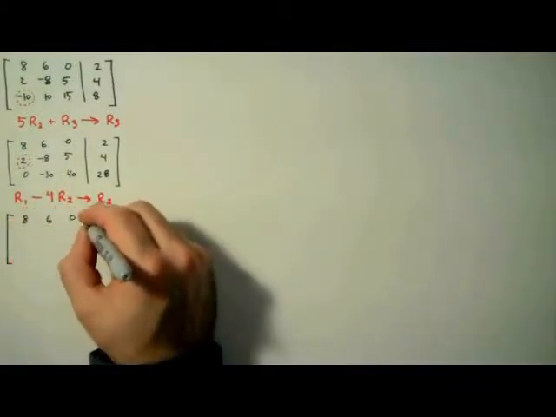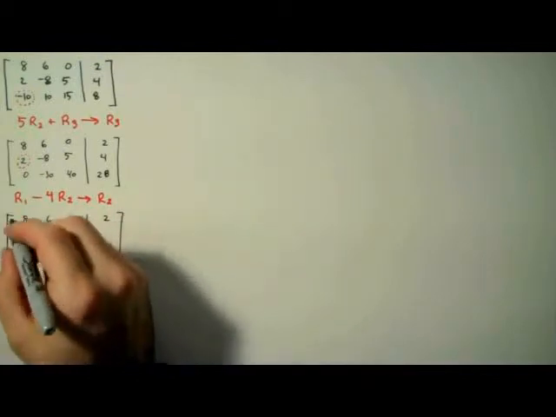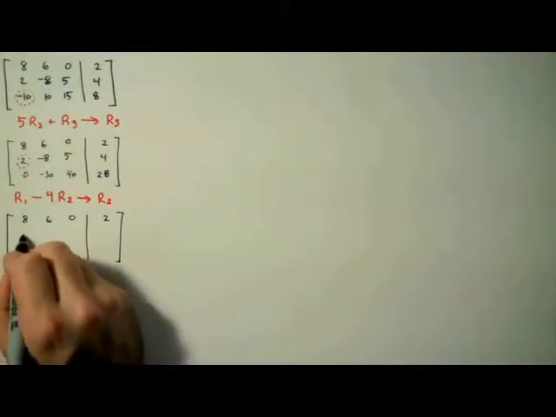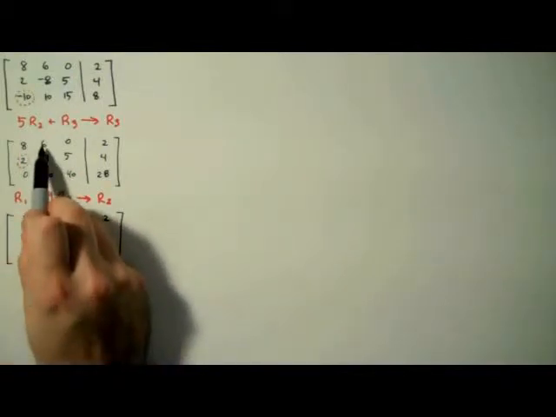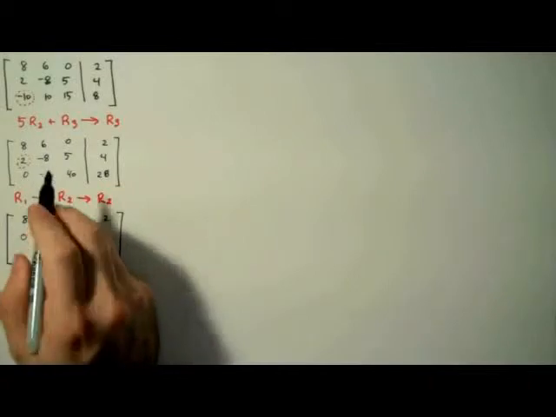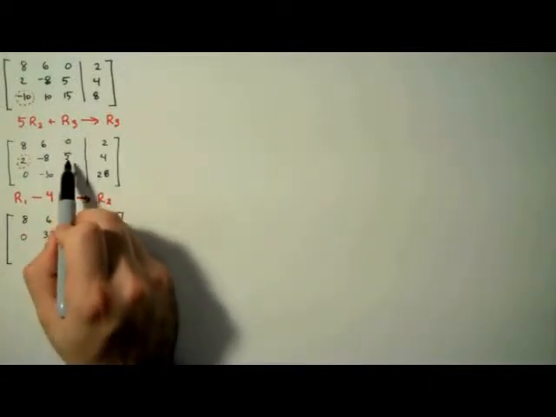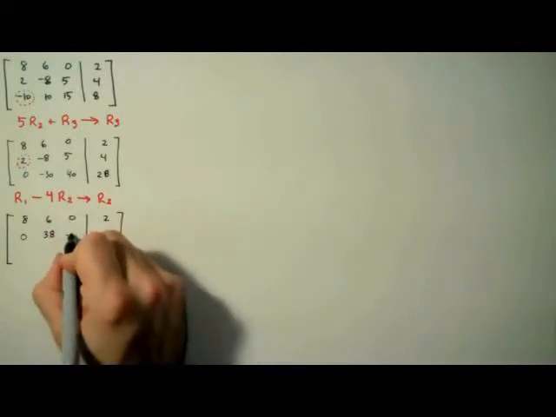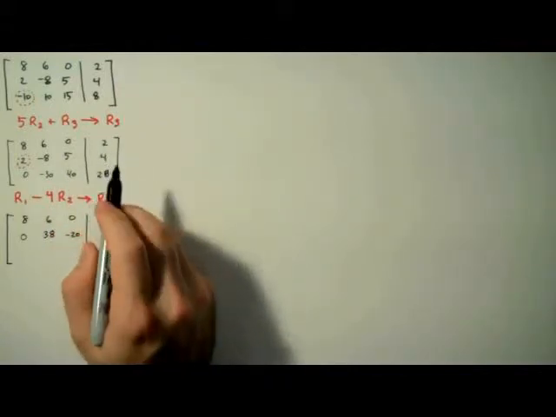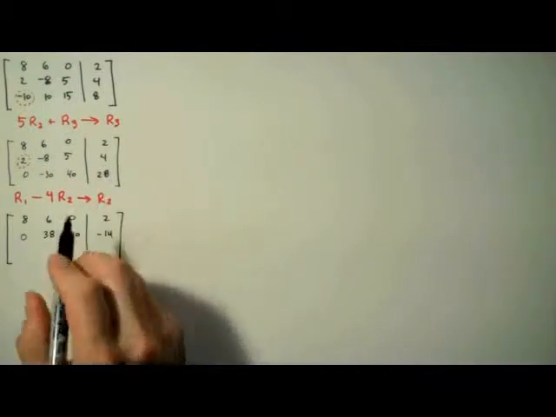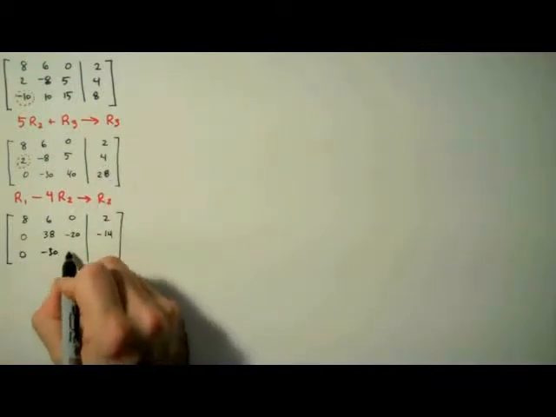You say subtracting, and I say adding a negative. Let's call the whole thing off. So 8 minus 4 times 2, that gives us a 0 we want. 6 minus 4 times -8, that's going to give us 38. 0 minus 4 times 5, that's a -20. And 2 minus 4 times 4, that's going to give us -14. And we simply rewrite the third row.